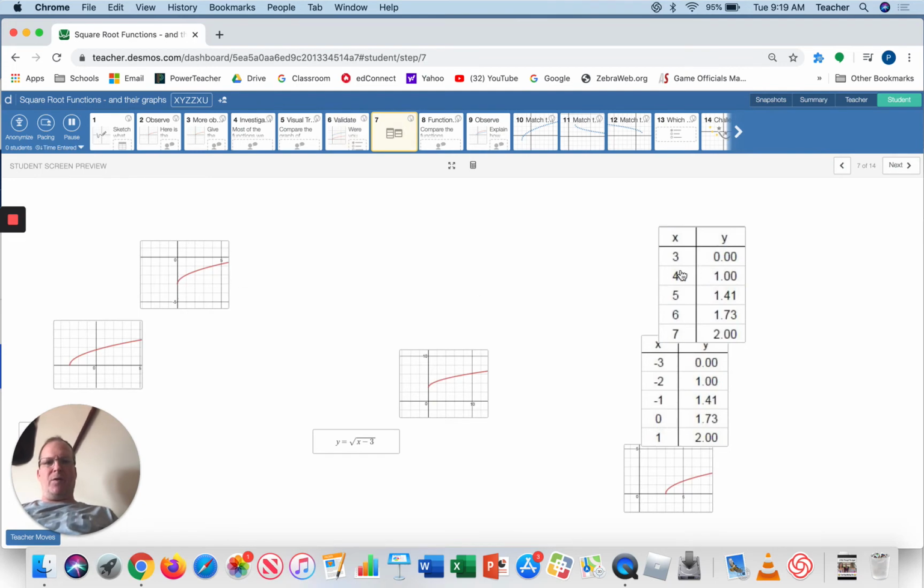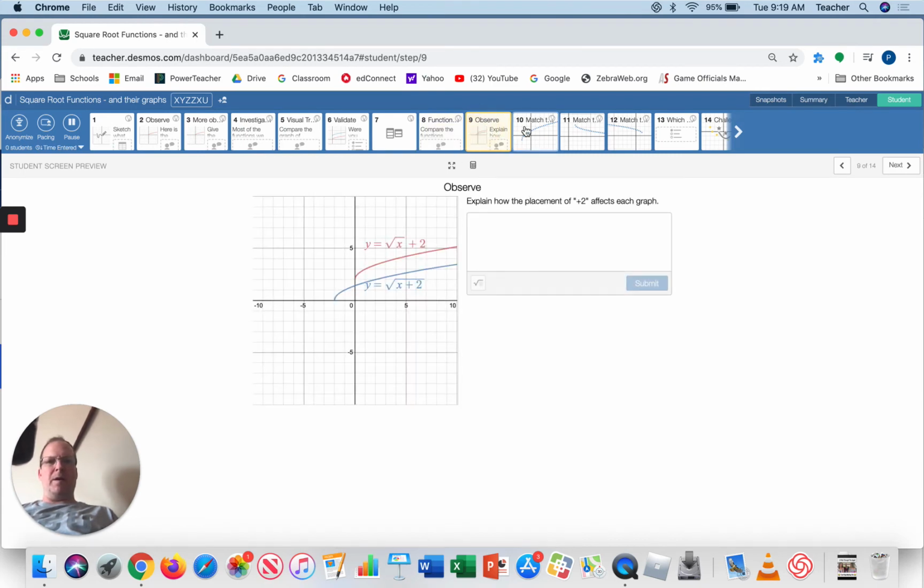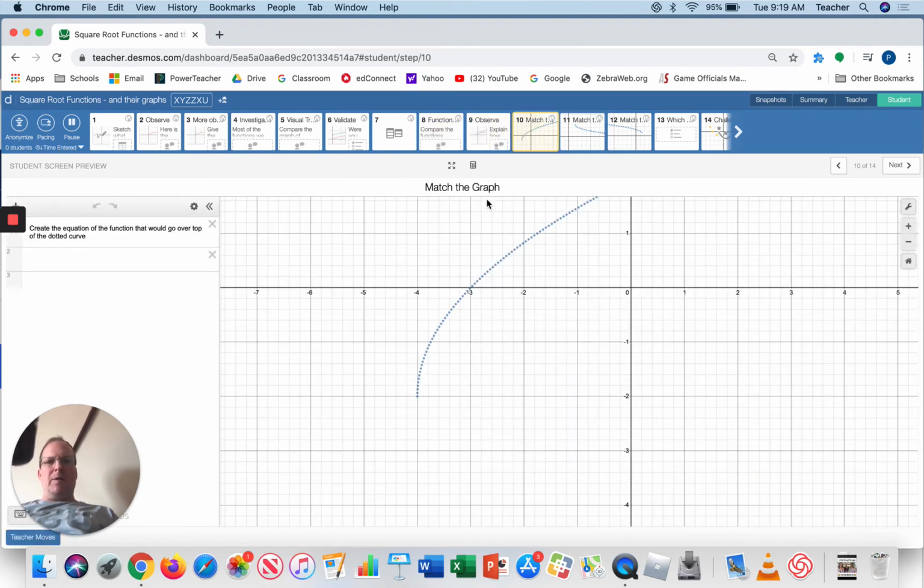All right, so here you're just going to be matching up the graph with the cards and the equation. So you're going to have 3 cards go together. Okay, function notation. Compare the functions f of x equals the square root of x plus 2 to the graph of g of x equals the square root of x plus 2 under the radical. How are they the same and how are they different? Okay, so match the graph.